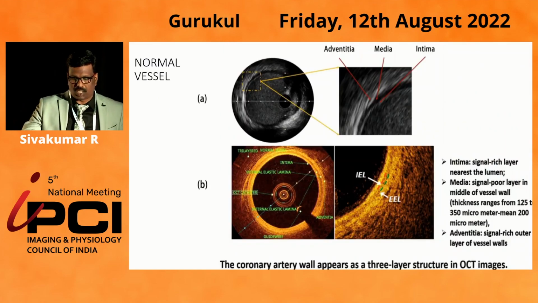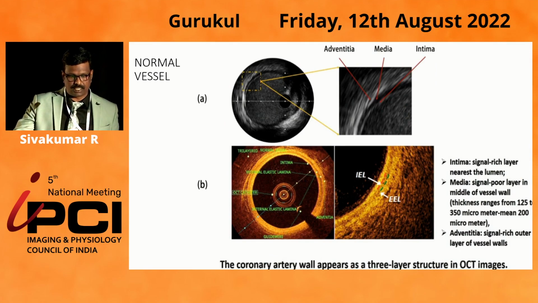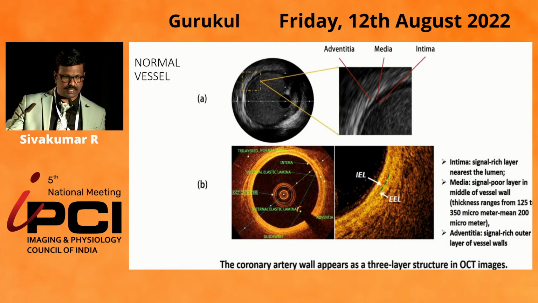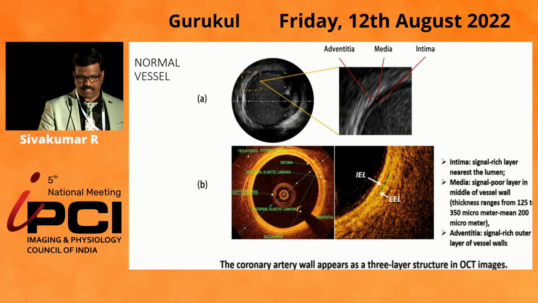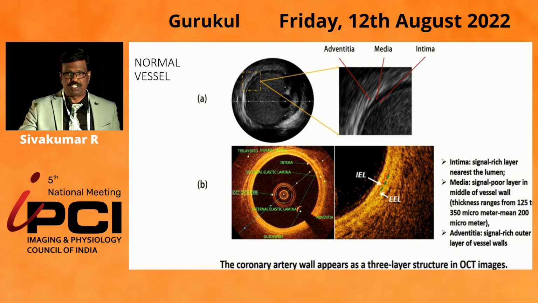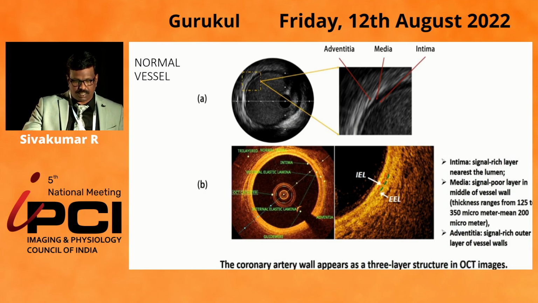Right, this is how OCT looks in a normal artery. Closer to the lumen, there is a signal-rich area. Then in the middle, there is a signal-poor area, followed by the outer, again a signal-rich area. One should concentrate on this middle signal-poor area: closer to the intima, you call it the internal elastic lamina, and closer to the adventitia, you call it the external elastic lamina.